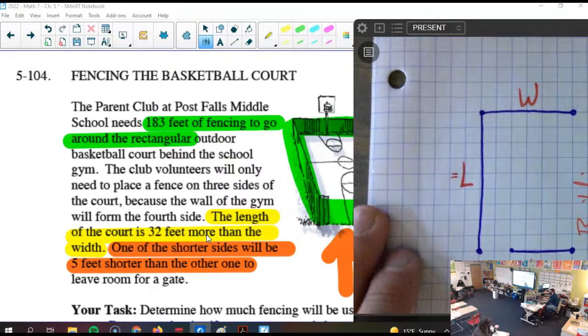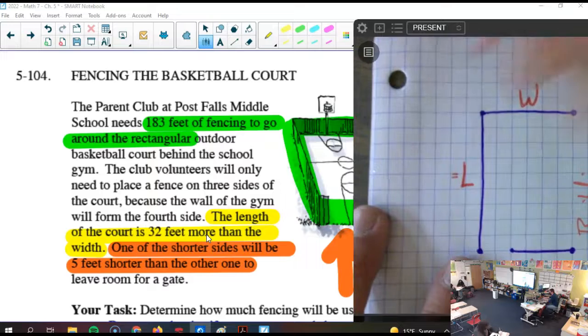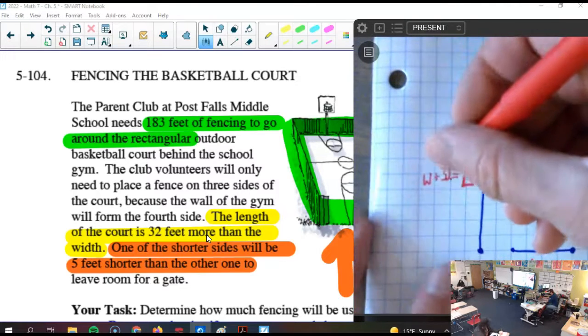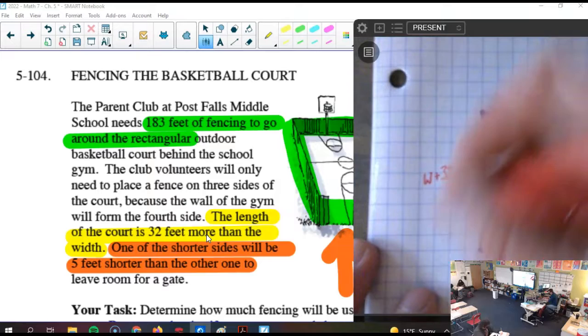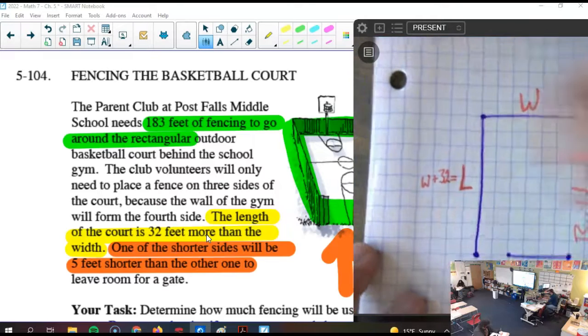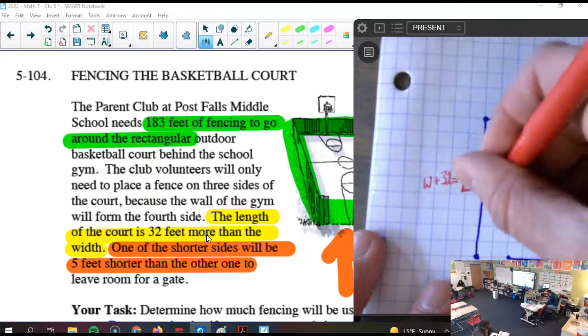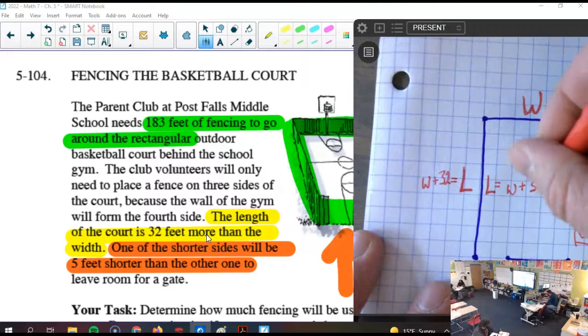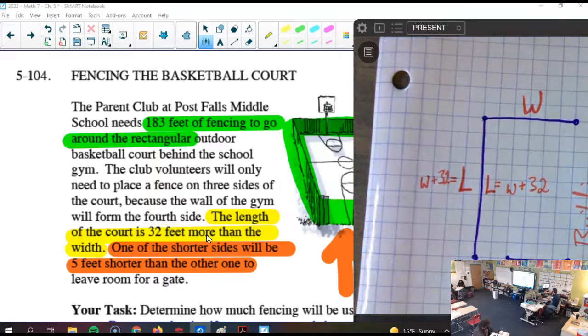John, I'll let you chime in now. I do appreciate your patience, dude. I wasn't letting you answer and you sat there nice and patient. L is width plus 32. I can't squeeze it in very well there, so I'm going to put it on this side. L is W plus 32.